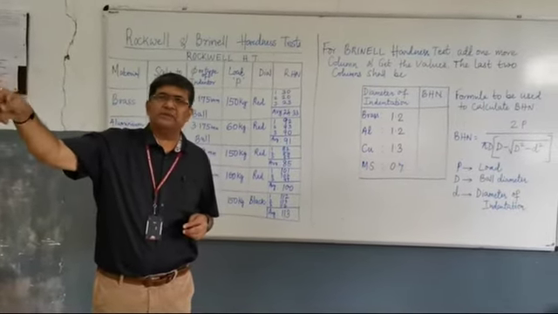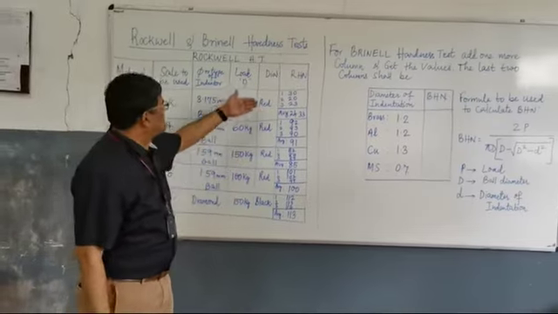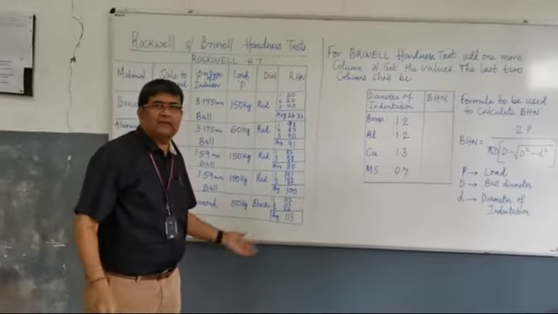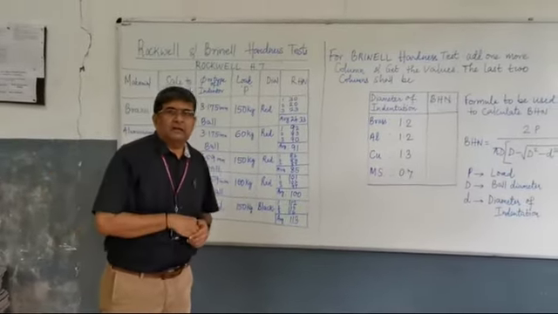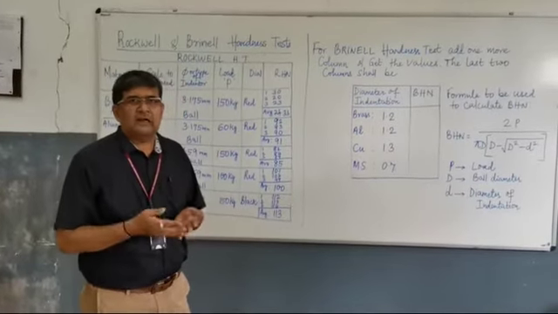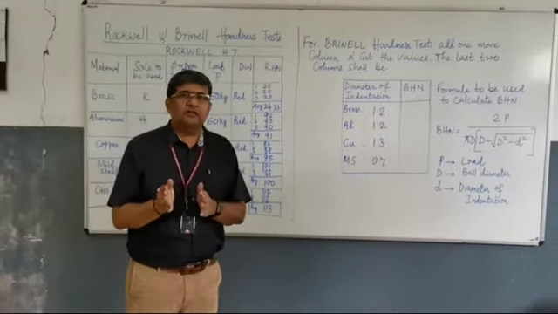We will just measure it from the dial. So here you can see there are red dials and then there is a black dial and so on. I will show you the dials. But in order to calculate the Brinell hardness number, the procedure is slightly different.